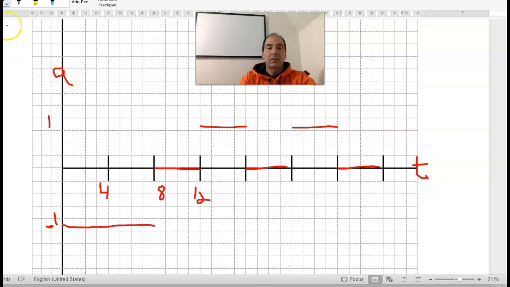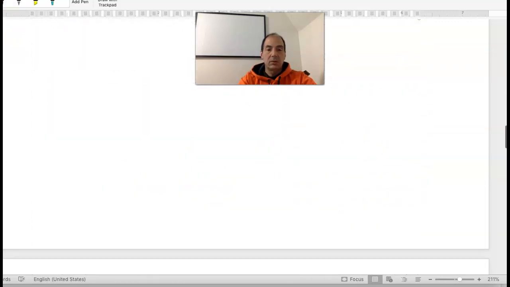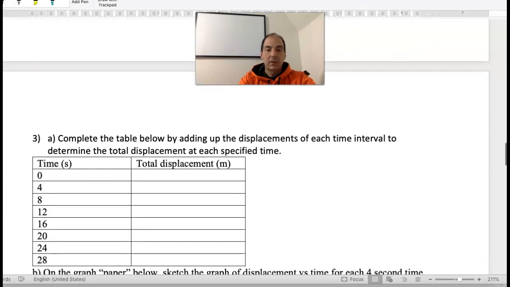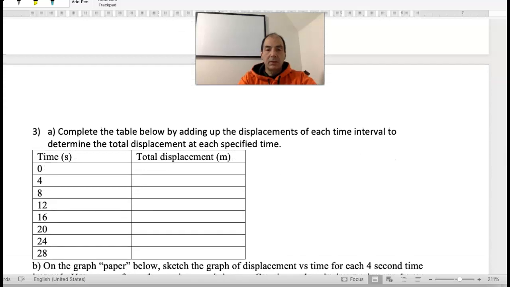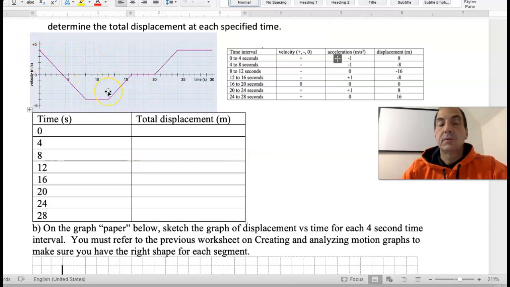All right, so let's now go down and talk about the next question, which is about displacement again. Complete the table by adding up the displacements of each time interval to determine the total displacement at each time specified. All right, so I'm going to pause the video for a second. I'm going to copy some of the stuff on question 1 down here so I don't have to keep scrolling constantly because it's going to be a pain. All right, so I have the graph from the first question and the table that we filled out.